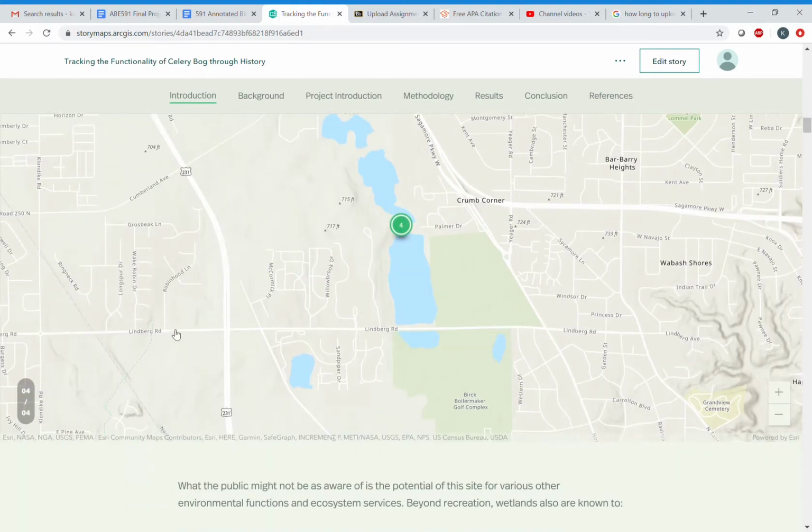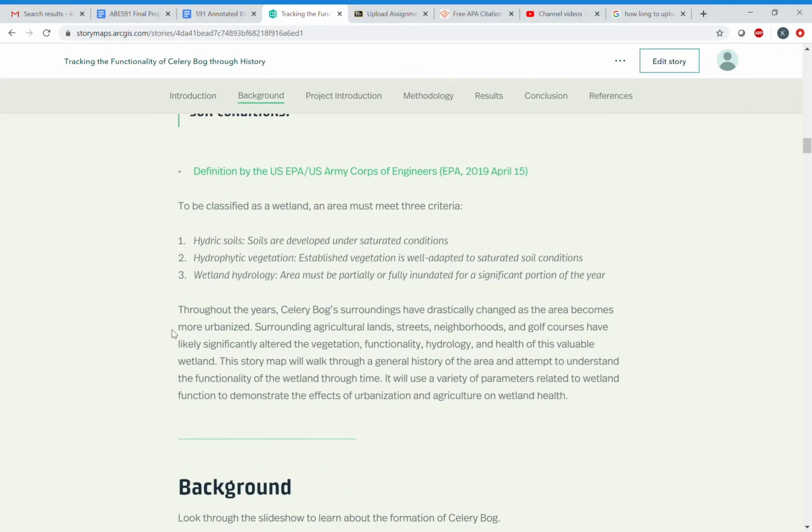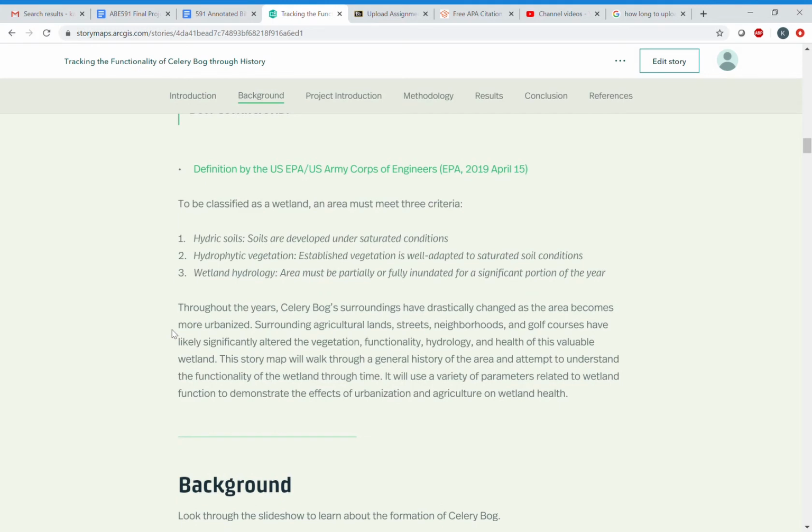As you can see, we can go into some of the functions of a wetland as well as definitions, again, to keep it accessible to the public.